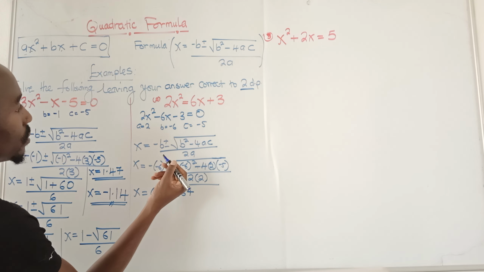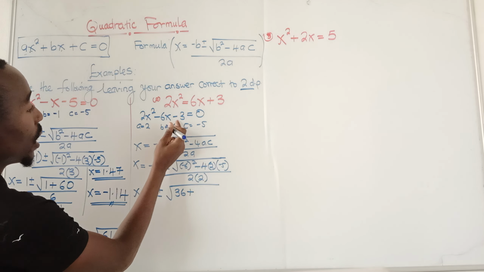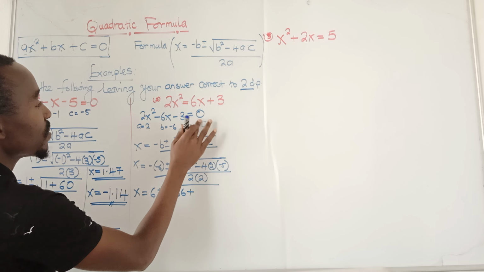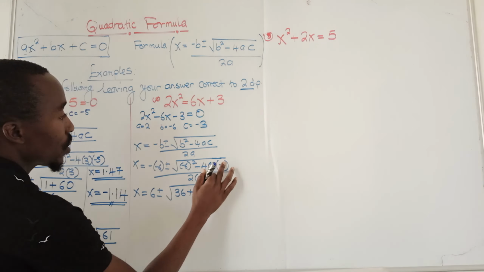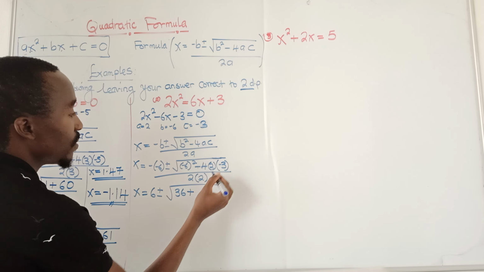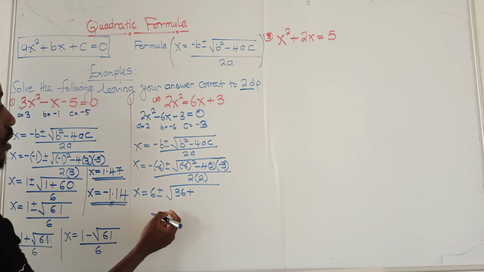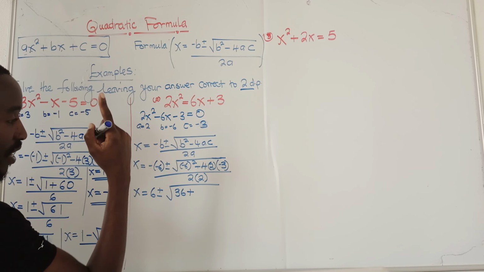Okay, why did we make a mistake? Oh, our C here is negative 3. Negative 3, I beg your pardon. This is negative 3. So here we have a negative 3. Okay, made a mistake there. So our C is negative 3 and not 5.